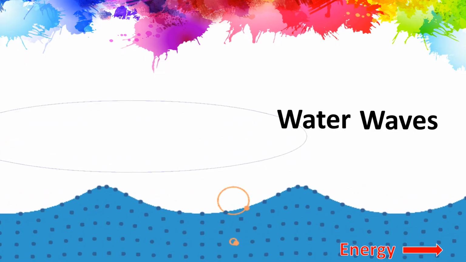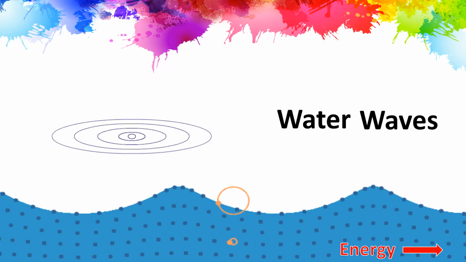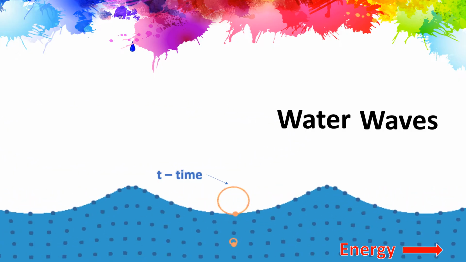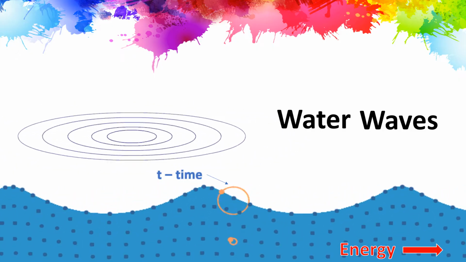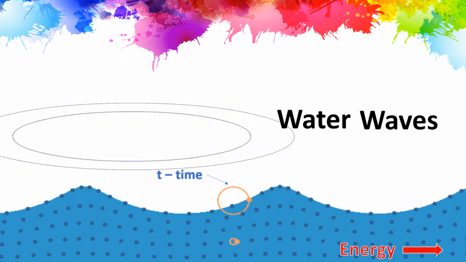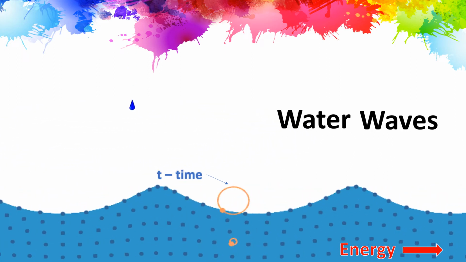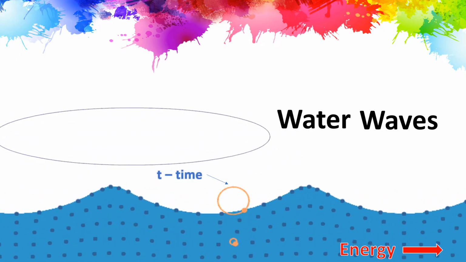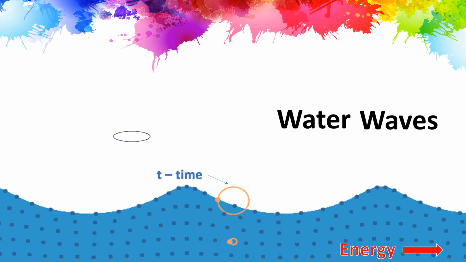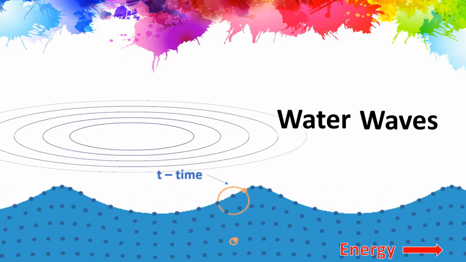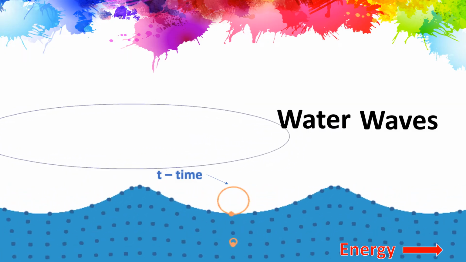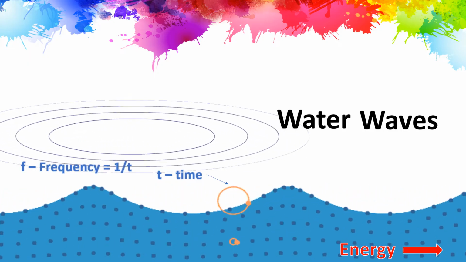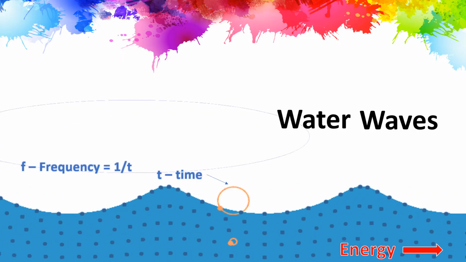So then let's study some terms in this kind of wave. Let's take the time taken to complete a single circular motion of this orange color particle as T. So T is the time taken to complete one circular motion. Then this wave has a frequency. This frequency is equal to 1 over T. That 1 divided by T is called frequency.